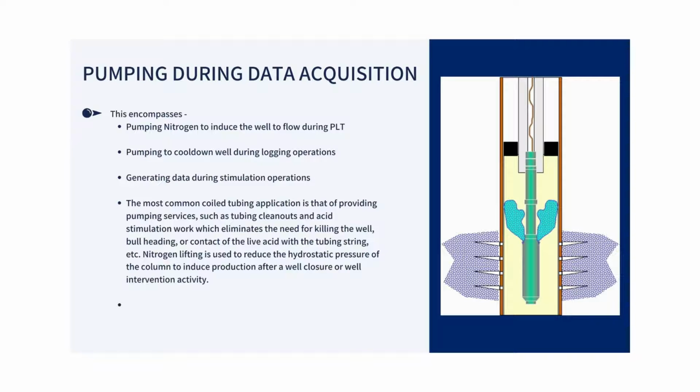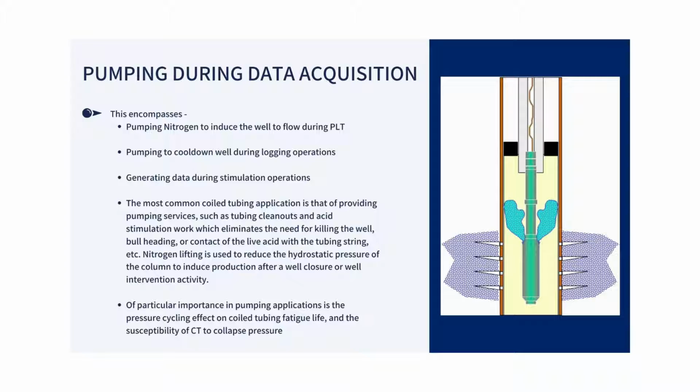The most common coiled tubing application is that of providing pumping services, such as tubing cleanouts and acid stimulation work, which eliminates the need for killing the well, bullheading, or contact of the live acid with the tubing string. Nitrogen lifting is used to reduce the hydrostatic pressure of the column to induce production after a well closure or well intervention activity. Of particular importance in pumping applications is the pressure cycling effect on coiled tubing fatigue life, and the susceptibility of CT to collapse pressure.